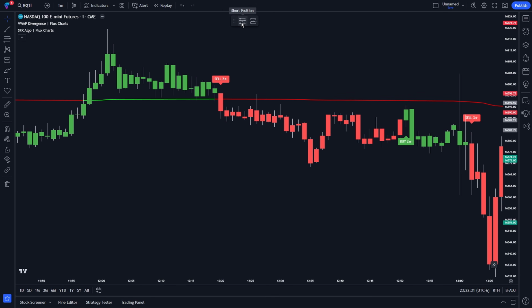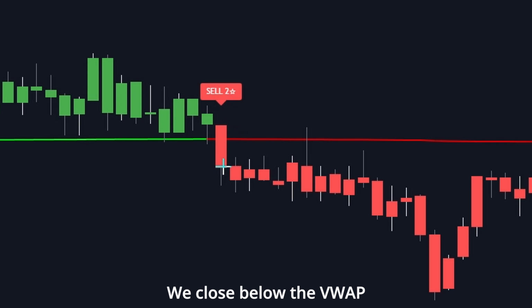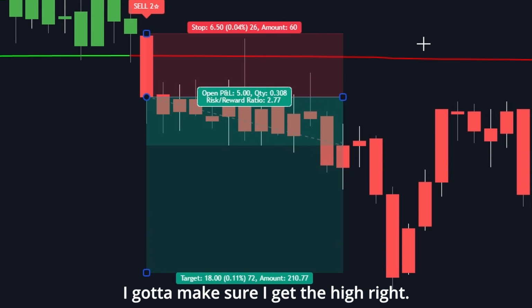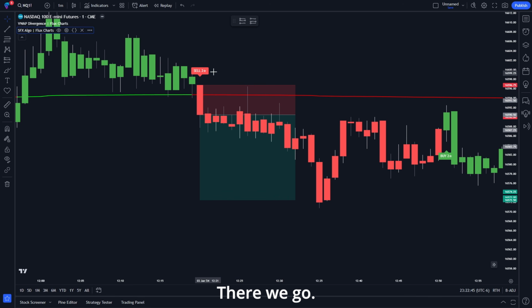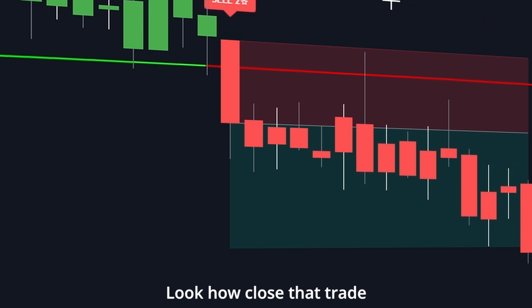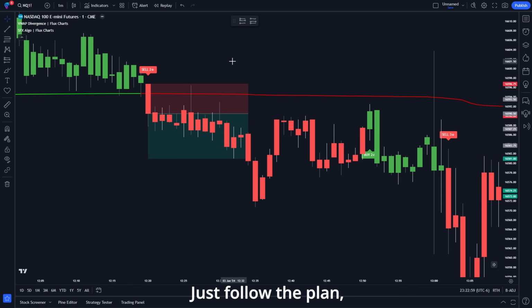Here's another trade, short position, right? We close below the VWAP, sell signal, red VWAP. So you take this one, stop loss at that high. I gotta make sure I get the high right. There we go. Almost wicked out. Look at that. 1 to 1.5. Wow. Look how close that trade was to getting stopped out. But just follow the plan, follow the rules of the strategy, and you will be fine.